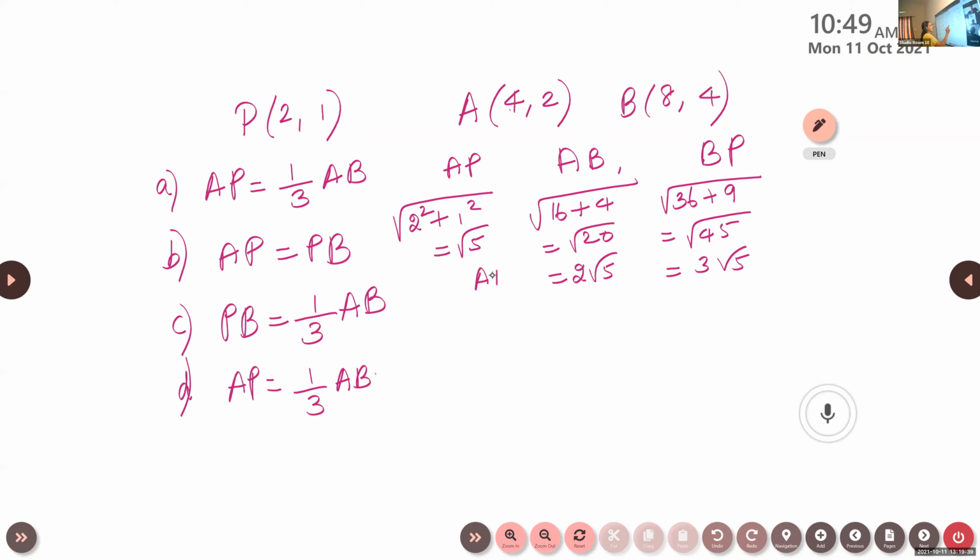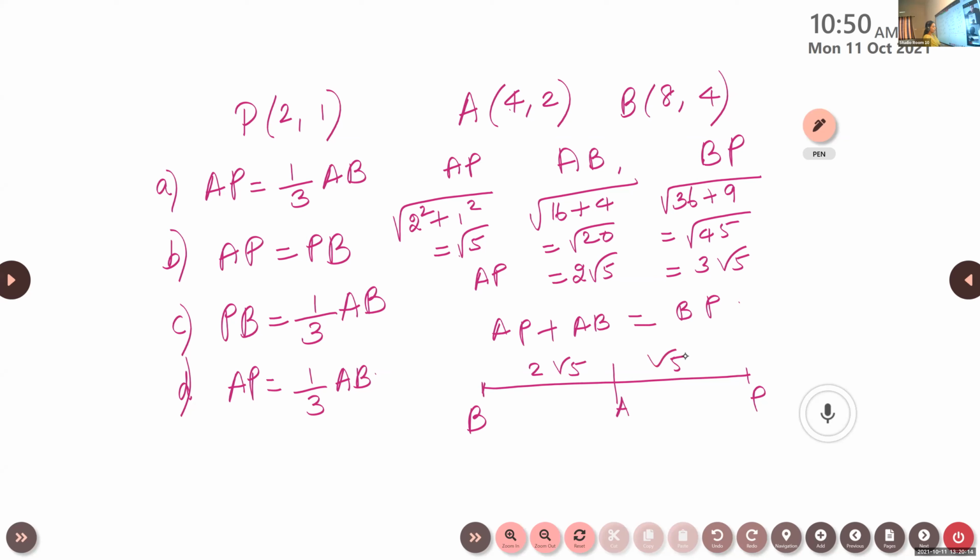So look here. AP plus AB is BP. When you add the smaller lengths, AP and AB, it is equal to the bigger one, BP. So BP is the bigger one. We can take B at one end and P at the other end, so P will be coming in between. Now fill the ratio. AB is 2 root 5, AP is root 5, and the full length PB is given as 3 root 5.